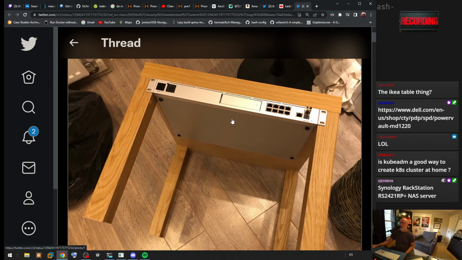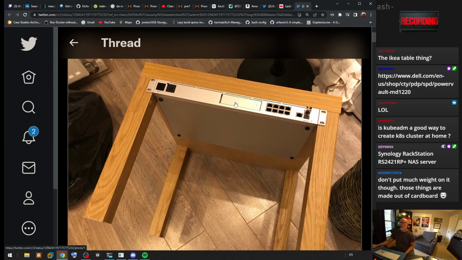Yes, Kubernetes is a good way to do clusters at home. Yes, we're going to talk about that. Rack station plus NAS server. That's what you have, the rack station?